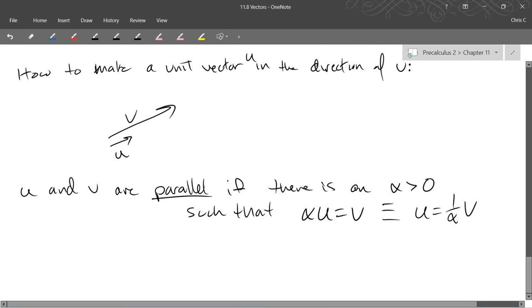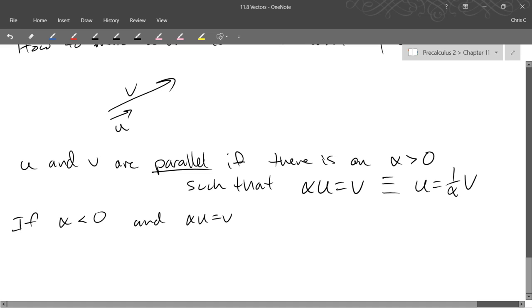All right, so that's what it means to be parallel or go the same direction. What happens if alpha is negative? If alpha equals 0, it's a little silly. That means one of the vectors is 0. But if alpha is less than 0, and alpha u equals v, so they're definitely not parallel. That's what it means if they're multiples and alpha is positive. This time alpha is negative. How do vectors u and v relate?